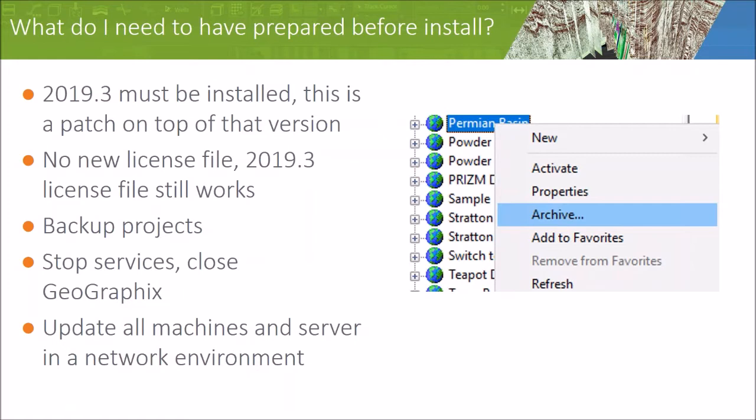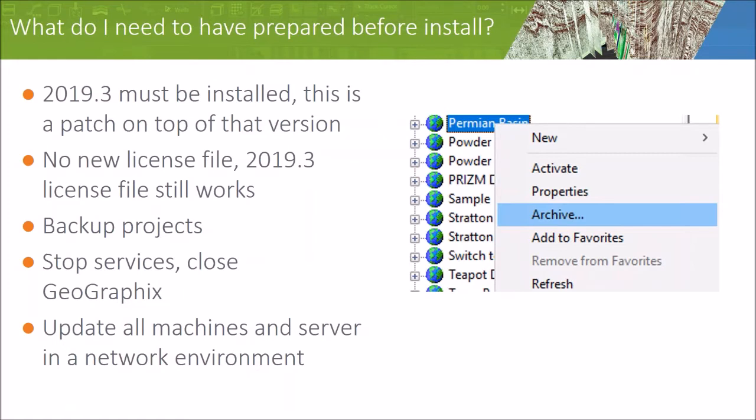If you're coming from another release prior to 2019.3, then you'll need to get a new license file for at least version 2019.3 prior to installing that in order to make sure you can actually open it and run it. And then once you install 2019.3, the patch can be installed on top of that. You want to make sure that you have your projects backed up in case you have any issues, you need to roll back, or you notice a project's not updating properly.